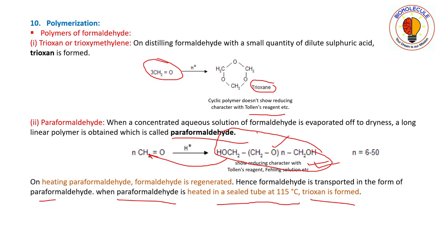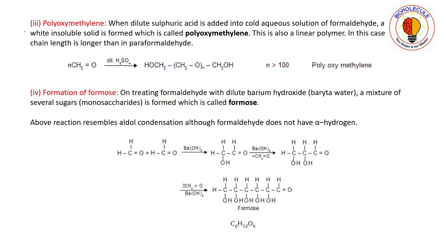So from this paraformaldehyde, you can get back your formaldehyde, and also you can get this trioxane if you heat this paraformaldehyde at 115 degrees Celsius in a sealed tube. Okay. Now, polyoxymethylene. When dilute sulfuric acid is added into cold aqueous solution of formaldehyde, a white insoluble solid is formed, which is called polyoxymethylene.